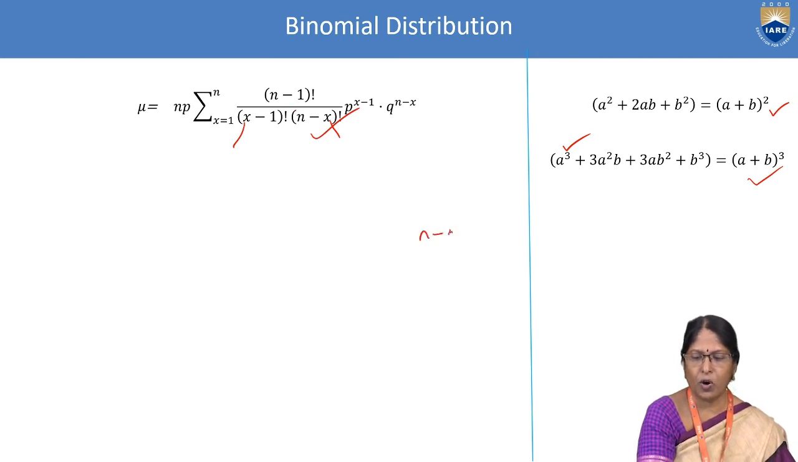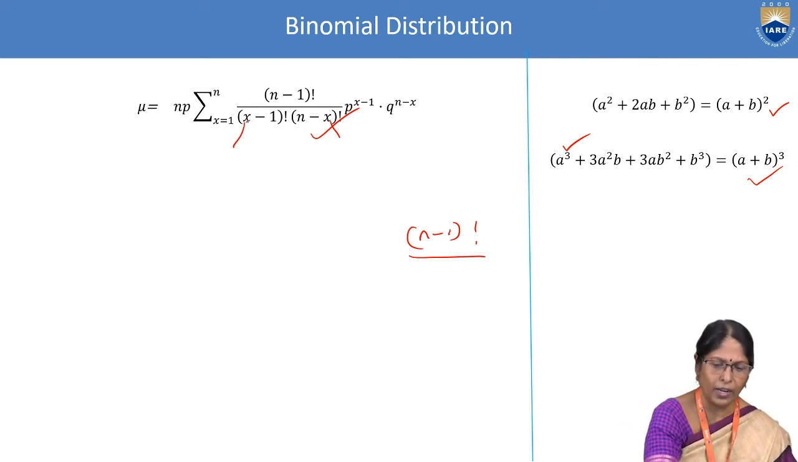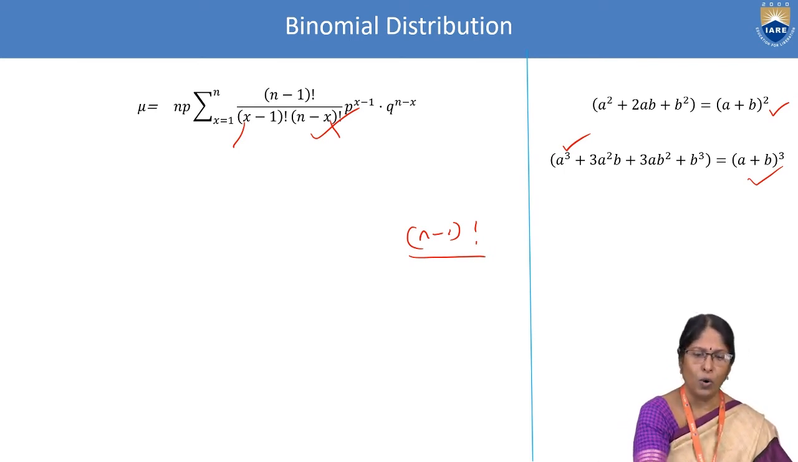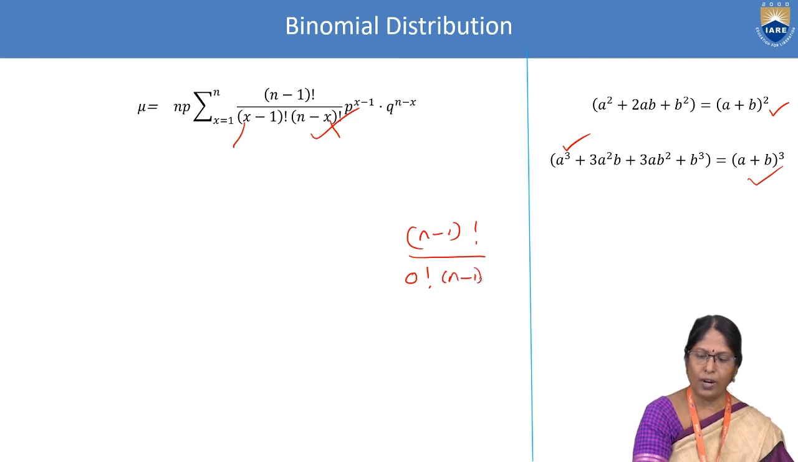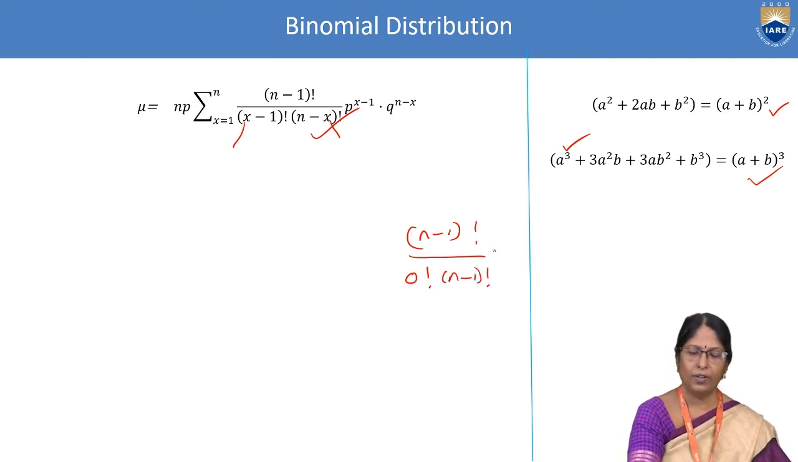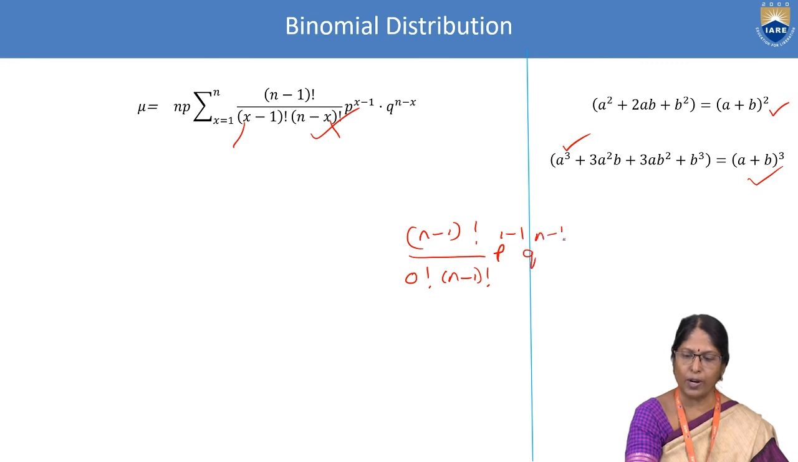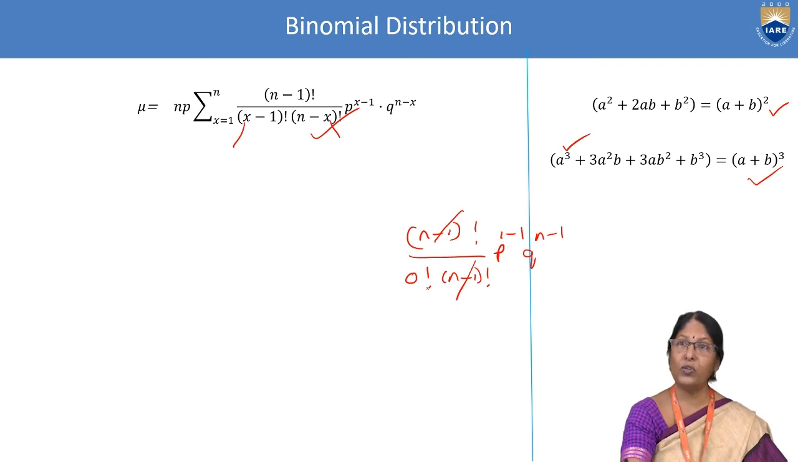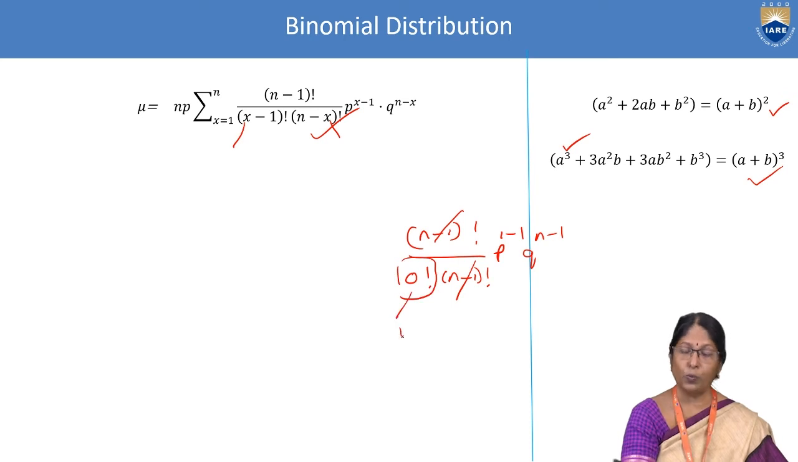So n minus 1 factorial on top, divided by, here where x is substituted with 1, 1 minus 1, 0 factorial. Fine. N minus 1 factorial. Good. P power x minus 1, that is 1 minus 1, Q power n minus 1. Both of these get cancelled. We know 0 factorial has the value 1. So this becomes 1.